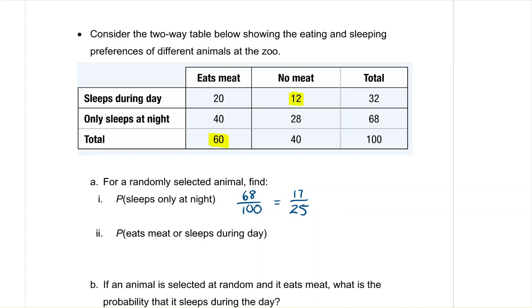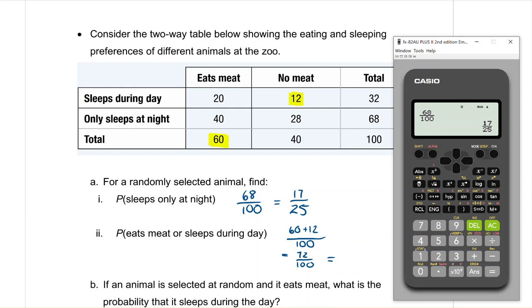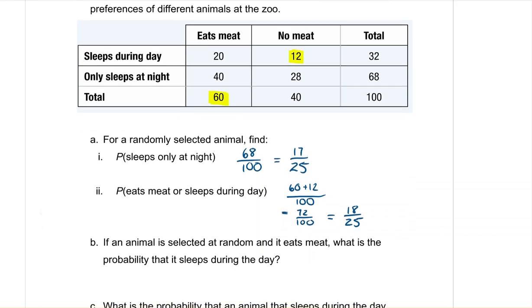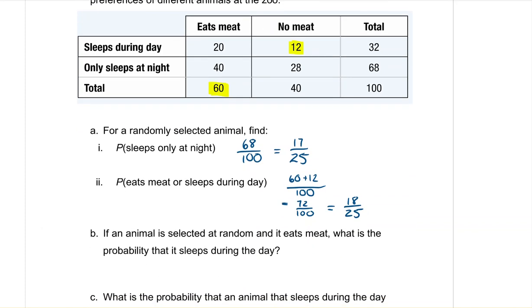So that makes our 60 plus 12 what we want to add together over our total of 100. So that's 72 out of 100. And you would simplify that down, 72 over 100, and that equals 18 over 25. Okay. You have to be really careful when you read the questions because they can try to confuse you a little bit. Let's look at B.